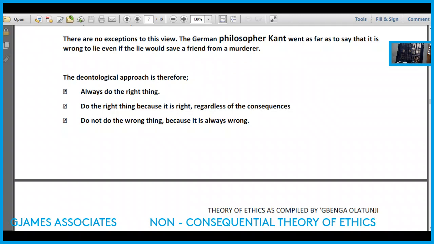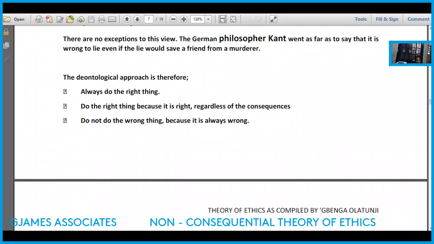Do the right thing because it is right, regardless of the consequence. So it is based on duty. You hold the duty to yourself for clear conscience. You hold the duty of not lying to the world and the environment. So do not lie, regardless of the consequence. Also, do not do anything wrong because it is always wrong. Wrong will always be wrong. So do not do it because it's wrong.